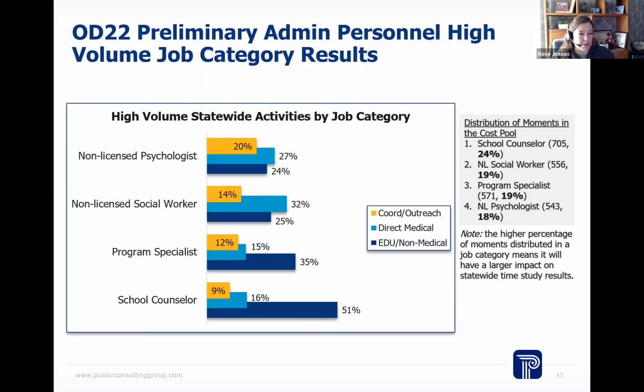So school counselors, as you can see from the distribution of moments on the side in that gray bar, are driving the direct service cost pool with 24% of the surveys going to them. Okay, so they're diluting the reimbursable percentages. That means we can do a better job of vetting those counselors, because what we've heard from you is that you've got a lot of counselors, especially at the high school level, that are doing career planning, right? Career and college planning.